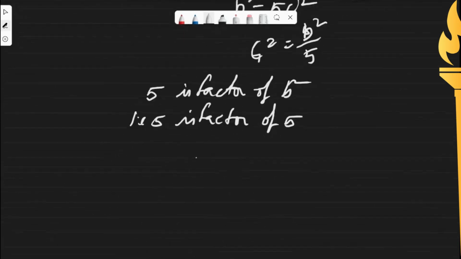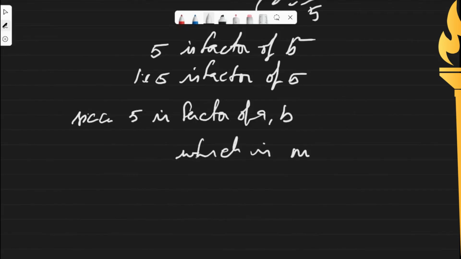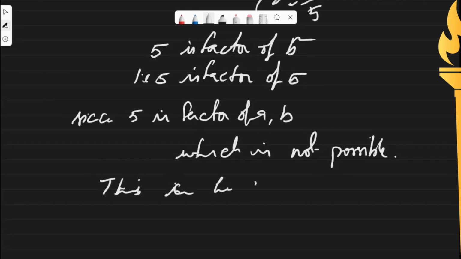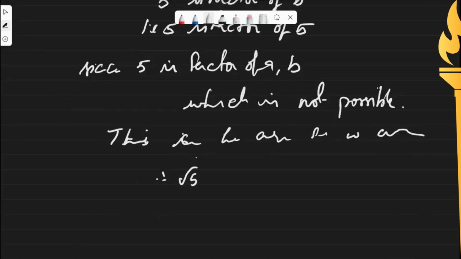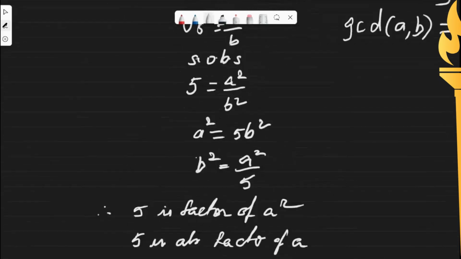Since 5 is a factor of a and b, which is not possible, this contradiction arises. Again, this contradiction has arisen from the wrong assumption. Therefore, root 5 is irrational. Okay, this is how you prove root 5 is irrational. I mean any root 2, root 3, root 5, any such root is an irrational number.